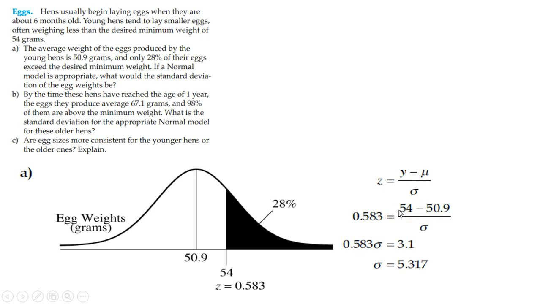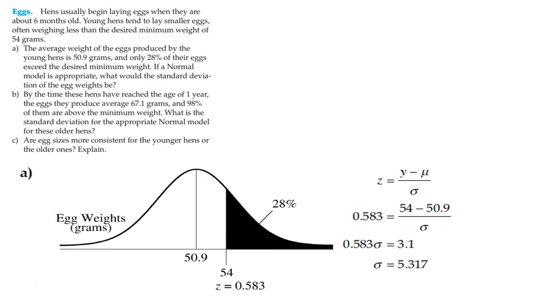Basically, what we can do with the standard model is, if I know that 28% exceed it, then I know this way is 72%. So I could just do inverse norm in the calculator of 0.72, and it'll tell me the z-score is 0.583. So I put that there. Now I can multiply by the standard deviation, that's 3.1, or sorry, divide by that, and figure out what my standard deviation is.